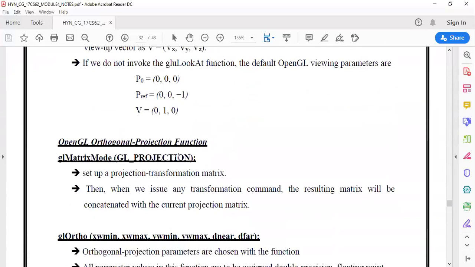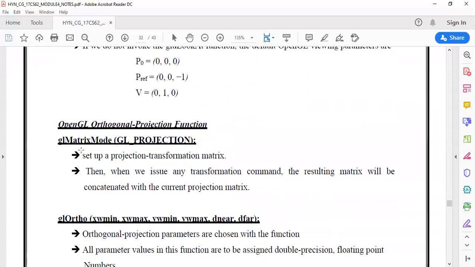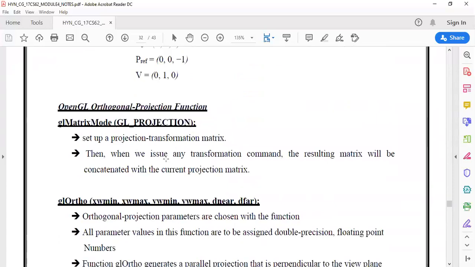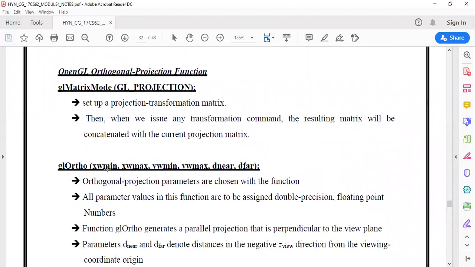The next is the OpenGL orthogonal projection function. glMatrixMode(GL_PROJECTION), you know this, it is basically used to set up a projection transformation matrix. So we can issue any transformation command and the resulting matrix will be concatenated with the current projection matrix. glOrtho function, you know what is ortho, right?